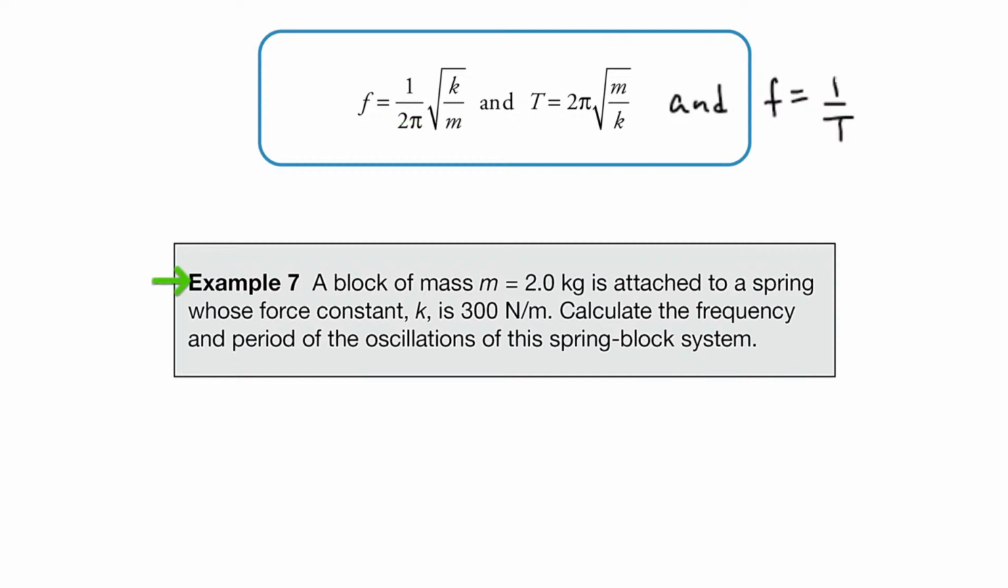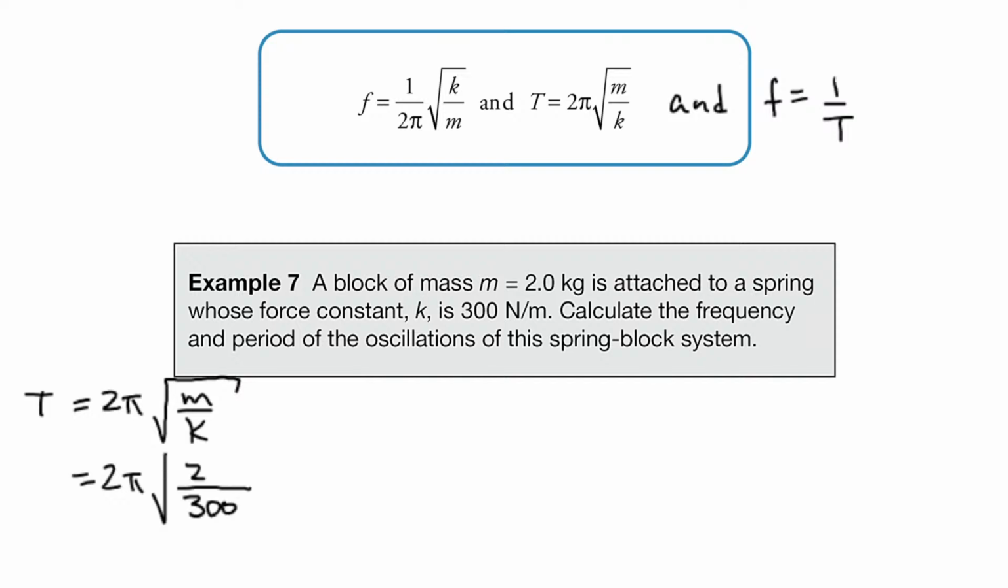So with example 7, they give us a mass, they give us a spring constant, and they ask for the frequency and the period. So taking that equation for period, which again I would anticipate is on your equation sheet on the exam, we can write in 2 pi root m over k. Plug in those numbers they gave us, 2 for the mass, 300 for k. And then turn that out with a calculator, right? Get 0.51 seconds.